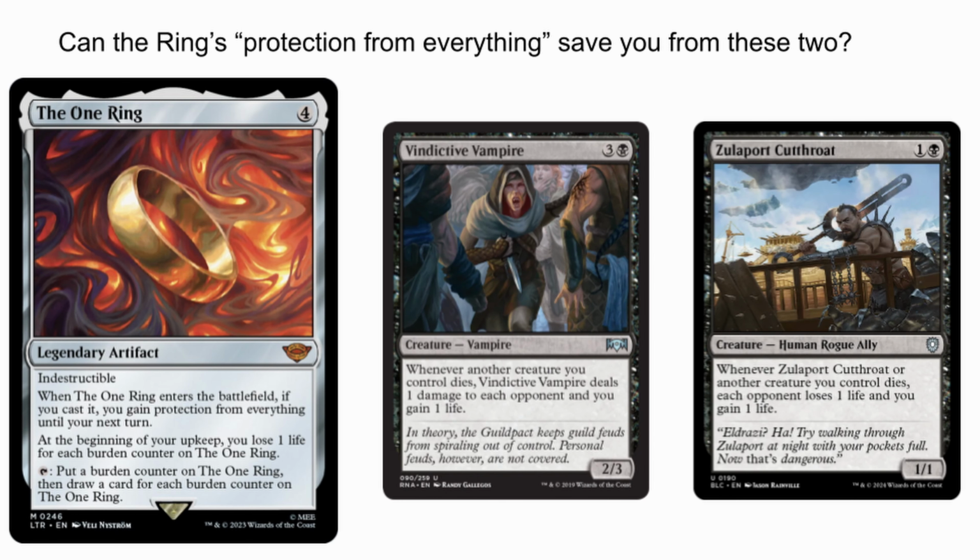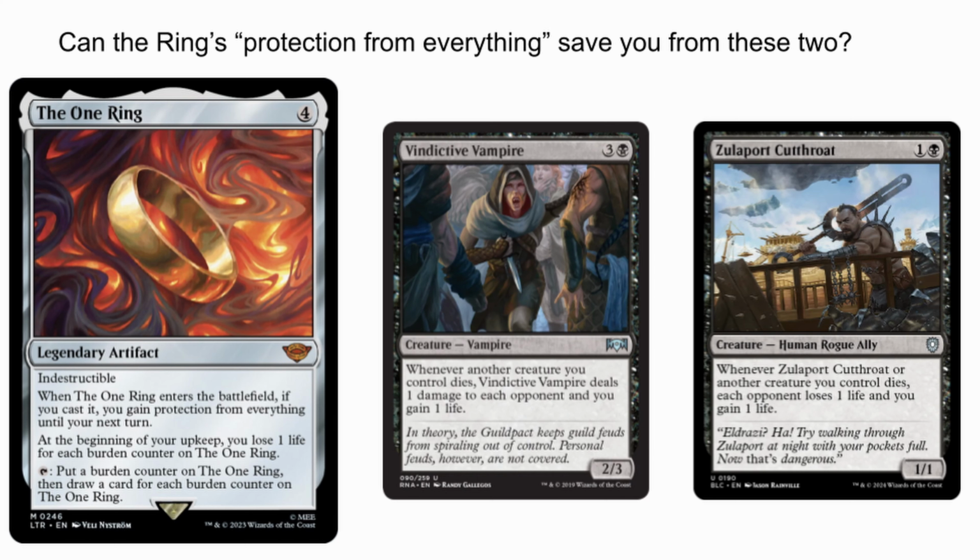Let's look at another instance where knowing the difference between life loss and damage can really matter. Suppose you have The One Ring in hand, and an opponent has these 2 creatures on the field along with a bunch of sacrifice fodder. You need to make a decision between playing this and gaining protection from everything until your next turn, or playing something else that could help you win the game. The question is, are you safe from losing the game with protection from everything while these 2 creatures are in play? The reason the answer is no is because of what protection entails.